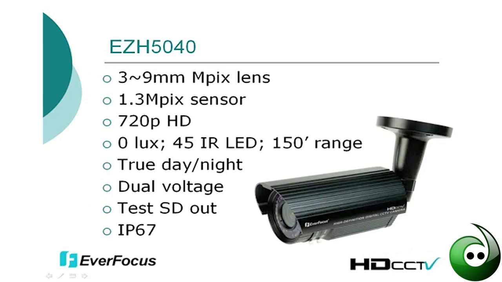The EZH5040 inline IR bullet, 3 to 9 millimeter varifocal megapixel lens, 1 megapixel resolution, 45 IR LEDs, 150-foot range without external illumination, true day-night, dual voltage, test video output in standard definition, and this is IP67 rated.